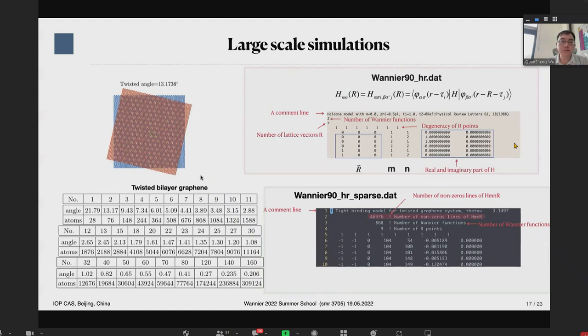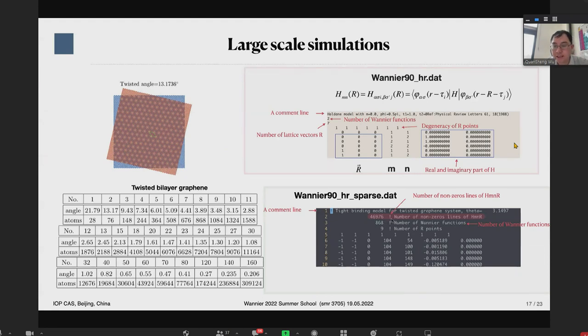And we know that most of the hoppings are zero because the basis functions are very localized. So there should be no hopping between the center and the next part. So most of them are zero. So we don't have to store all those zeros, right? And so we propose another format we call the sparse format. We call the original format the dense format.